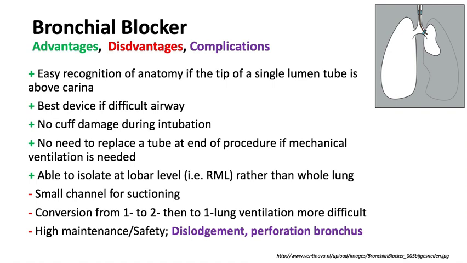Some of the problems or disadvantages of the bronchial blocker: it has a small channel for suctioning. It's difficult to suction through. If you want to convert from one lung to two and then back to one lung and you're doing it multiple times, sometimes that's a little bit more difficult, and it's not uncommon for that bronchial blocker to get dislodged or move, and that is probably one of the ITE-related bronchial blocker complications, which is dislodgement, more frequent than with a double lumen tube. And a rare but real risk is if you're passing that bronchial blocker out far, it may actually perforate a bronchus.